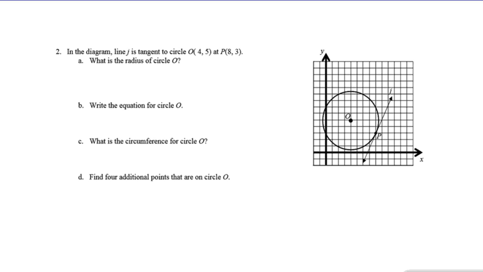Next problem. You first need to find out the radius of the circle. The radius is going to be the hypotenuse of that triangle. So 4 squared plus 2 squared equals r squared.